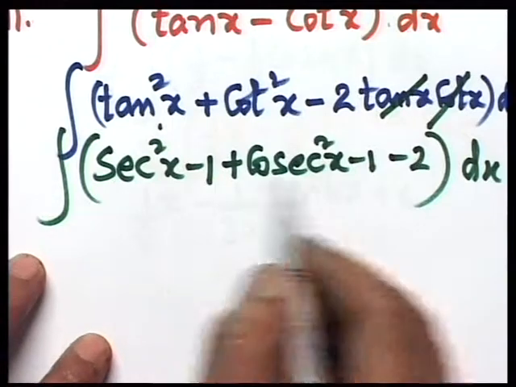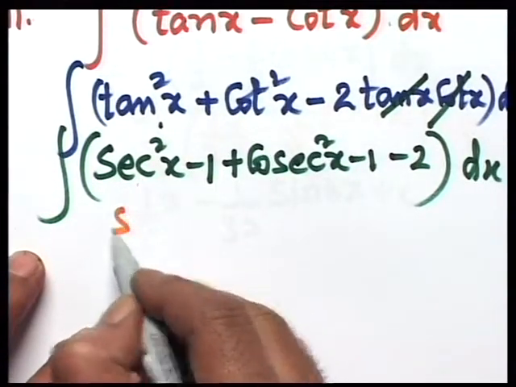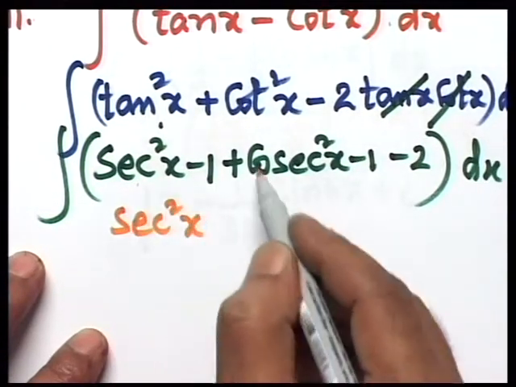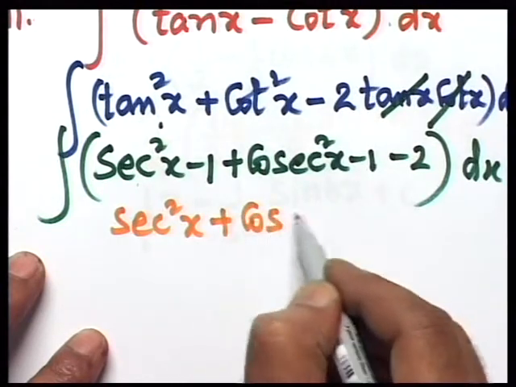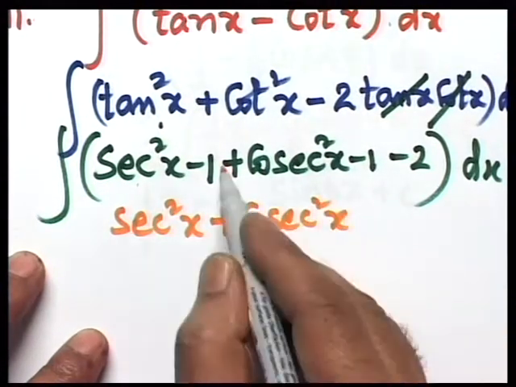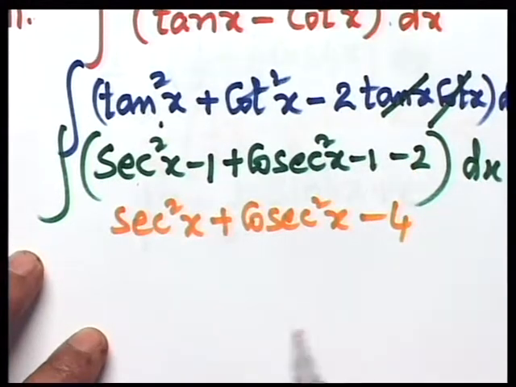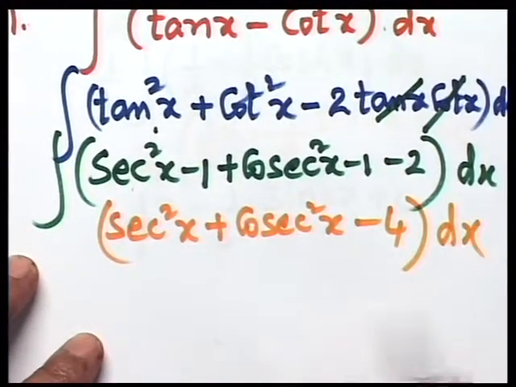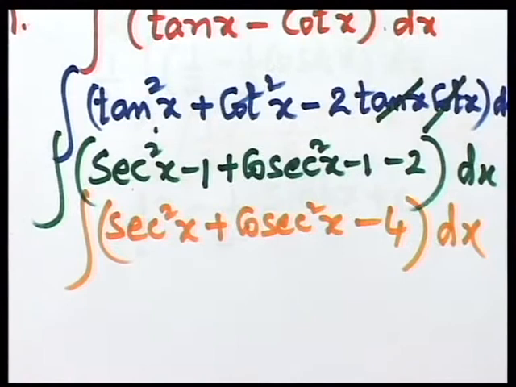Let's collect the like terms before we apply the rules. So we have sec square x and plus cosec square x, then we have minus 4, watch there, right, bracket dx, and now we can integrate very easily.